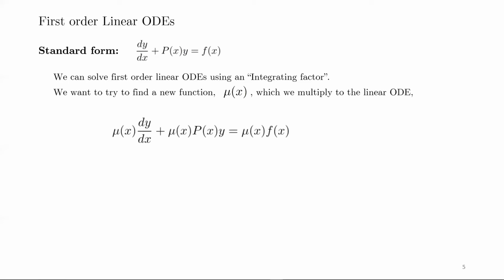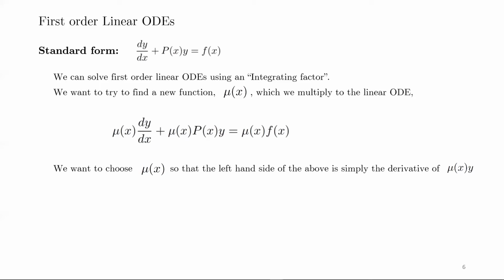The idea is we want to try and find a new function, which we're calling mu, which itself is a function of x, and which we can multiply into the linear ODE term by term. Here we've got mu times dy by dx, then mu times p times y, and then we multiply the right hand side, f of x, by mu as well, so we get mu times f. At the moment all we've done is multiply everything by mu. It's a completely legitimate algebraic operation.